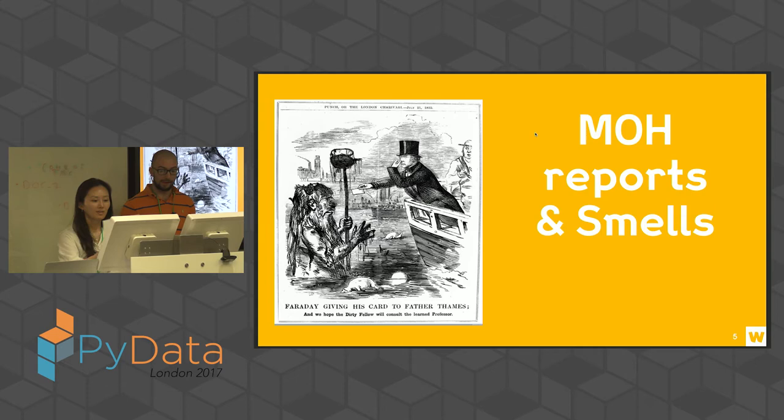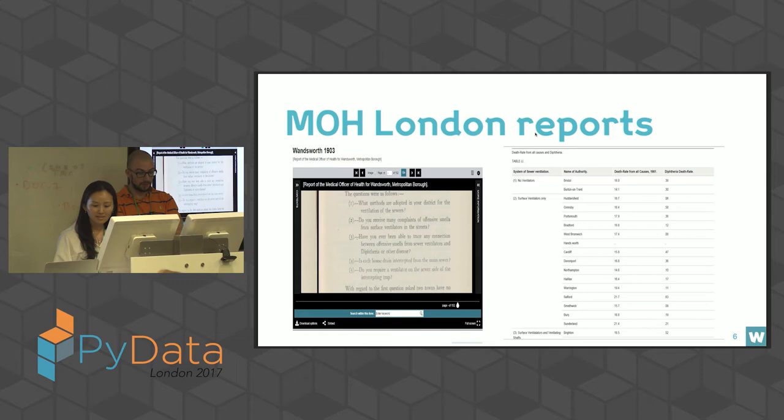So I'm going to show you the MOH reports briefly. The image you see on the left-hand side is the survey questions the MOH set. The second question is, do you receive many complaints of offensive smells? And the next question was, have you ever been able to trace any connection between offensive smells and diseases? So the MOH talks about, in some towns, the medical officer's health report that they've been able to trace a connection between the effluvia from the sewer ventilators and disease.